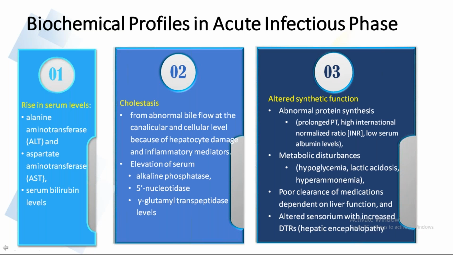Other metabolic disturbances you expect are hypoglycemia, lactic acidosis, hyperammonemia, all these metabolic abnormalities because of the liver function failure. There is poor clearance of medications that are liver dependent, so drugs don't get cleared. We must be careful about hepatic metabolized drugs. And once hepatic encephalopathy ensues, there is altered sensorium with an increase in deep tendon reflexes and typical signs of cerebral damage. So these are the biochemical profiles and features.